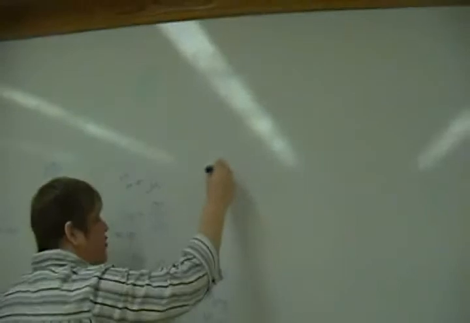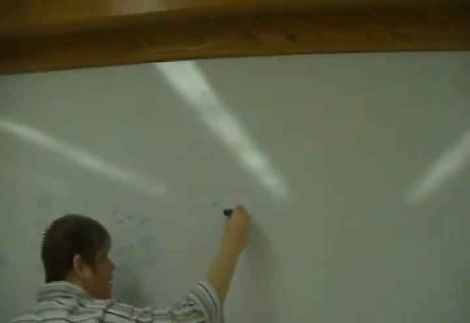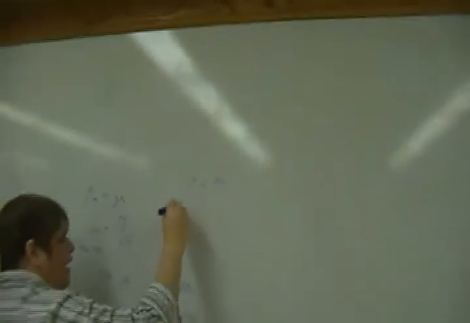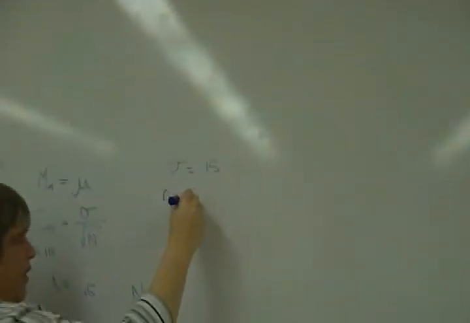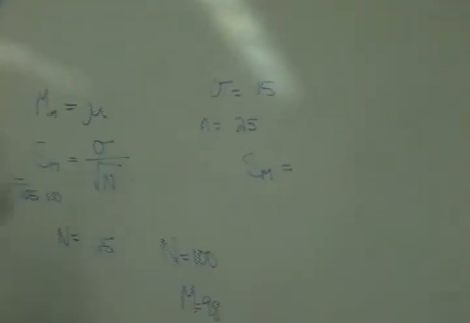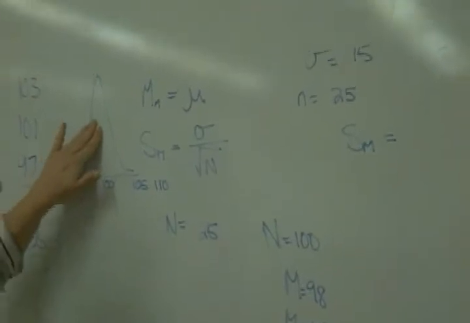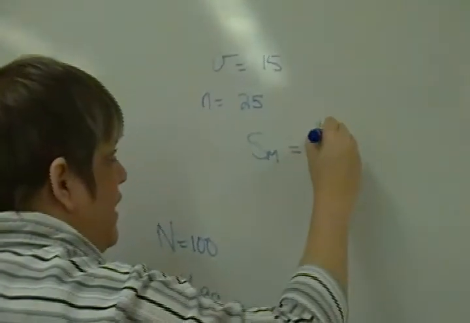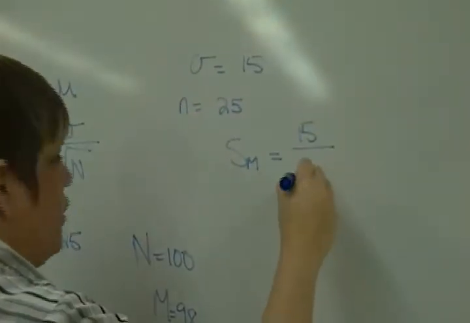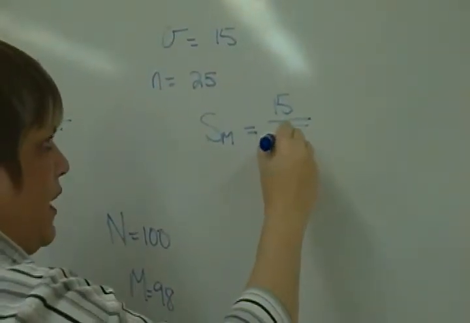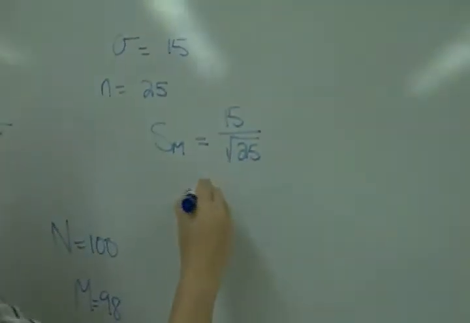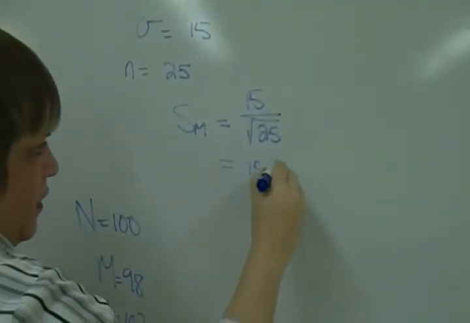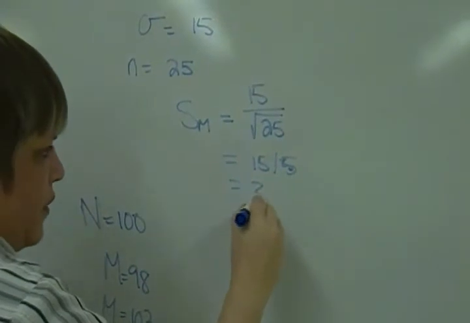If indeed the standard deviation for the population is 15 and my n is 25, then the standard error of the mean, the standard deviation for this distribution, which we call the standard error of the mean, will be equal to 15 divided by the square root of n, 25. So 15 divided by 5 is going to be 3, okay?